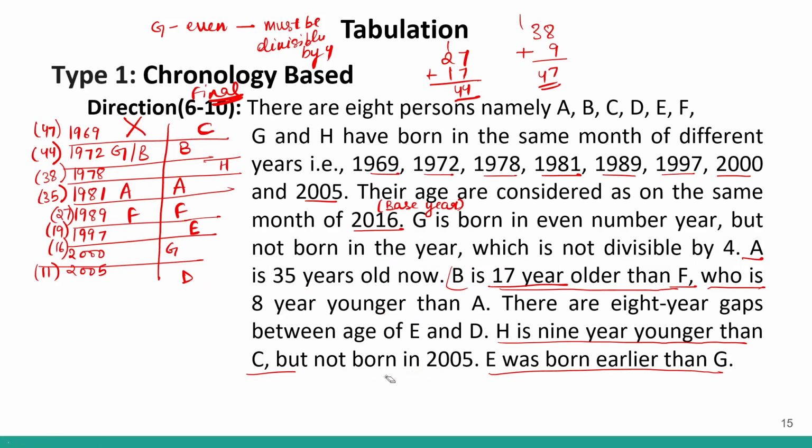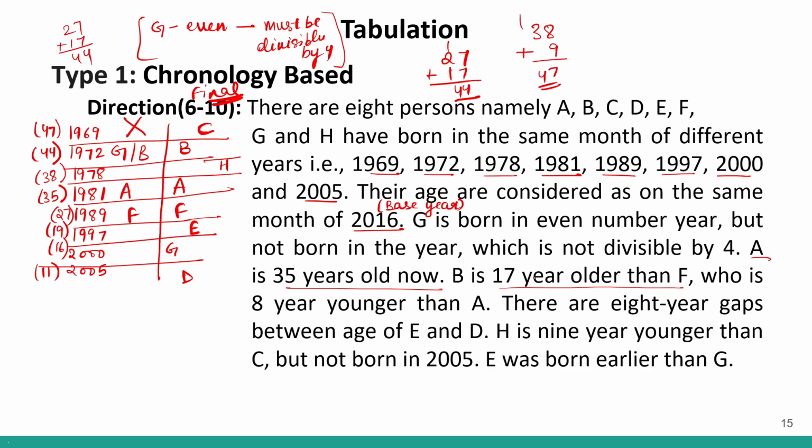So let us just quickly confirm based on the data. The first data is G is born in an even number year, but not in a year which is not divisible by 4. So over here we have placed G in 2000, and 2000 is divisible by 4. Correct? So this condition is true. Now A is 35 years old now. So A is placed at the 35th position over here. Correct? In 1981. B is 17 years older than F. So B is 44 and F is 27. So 27 plus 17 will give me 44. Correct? So this condition is also true.